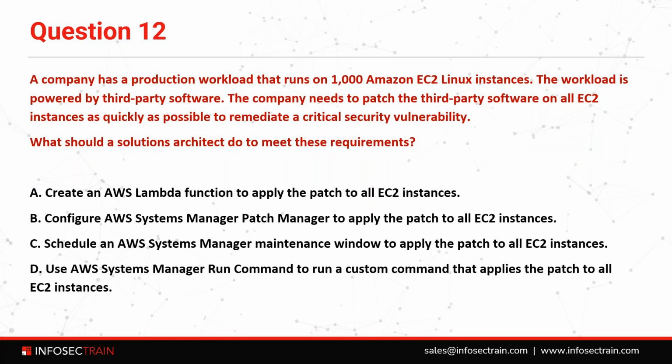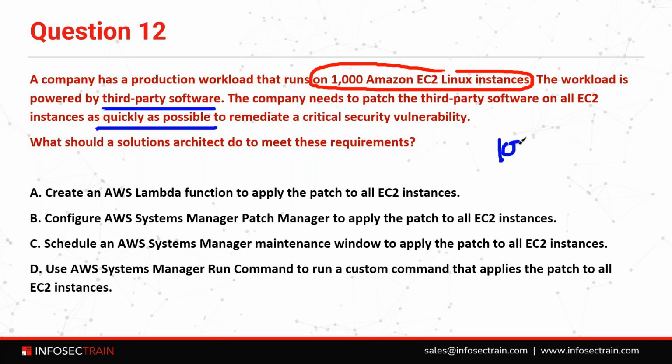The question talks about a company that has a production workload that runs 1,000 Amazon Linux instances. The workload is powered by third-party software. Very, very important thing. The company needs to patch the third-party software on all EC2 instances as quickly as possible to remediate the critical security vulnerability. It means that you have thousands of instances, and you need to patch them immediately. Fine, that's the thing. So, what are the options we have in play?